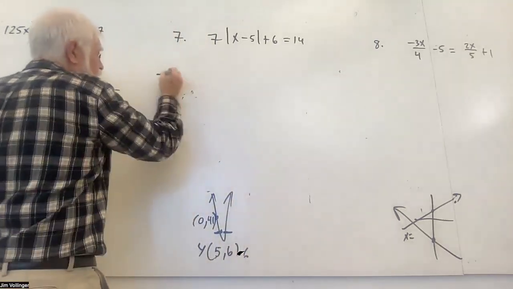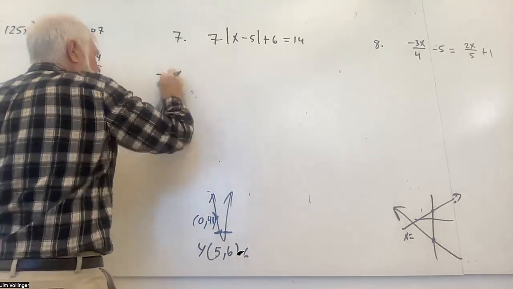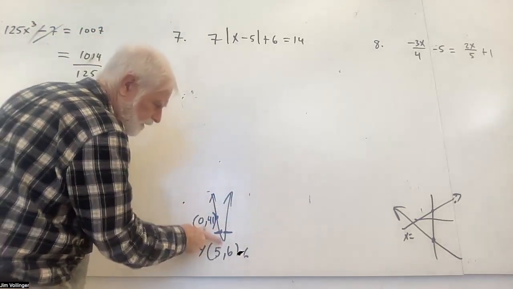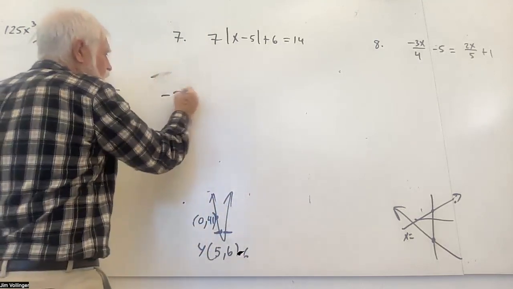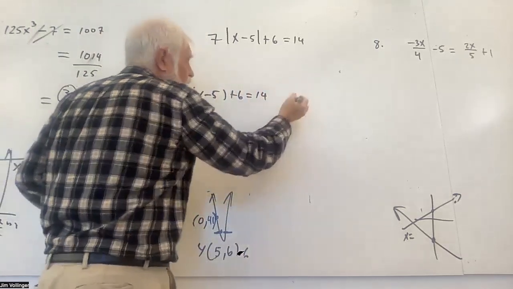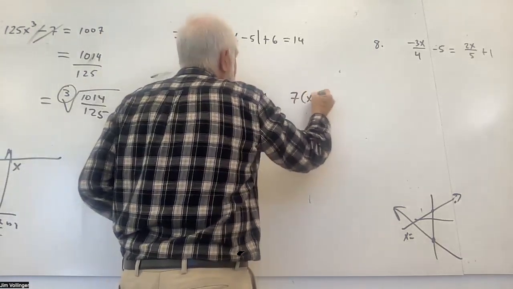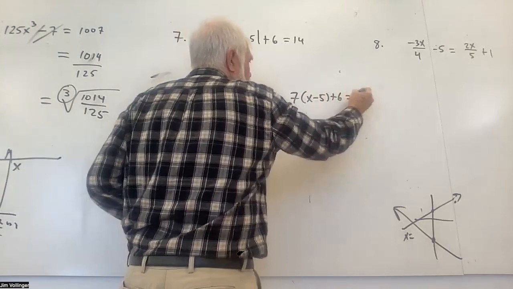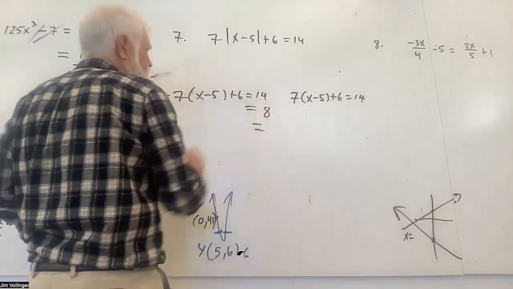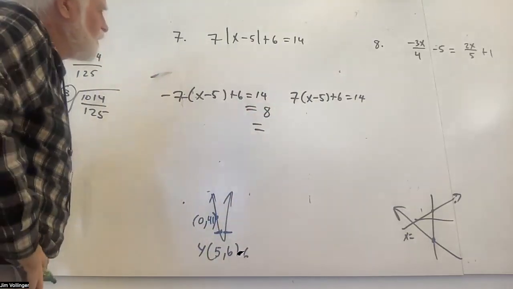The left side is the negative, so I'm decreasing. I know there's arrows here, but you follow the finger, decreasing, then increasing. So I'm going to write negative 7 times (x minus 5) plus 6 equals 14. And the other piece is positive 7 times (x minus 5) plus 6 equals 14. I'll just solve those quickly. Subtract 6, 8, divide. Did I not get a canned problem here?